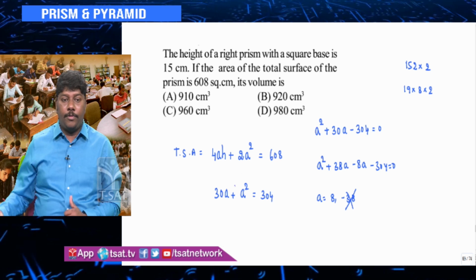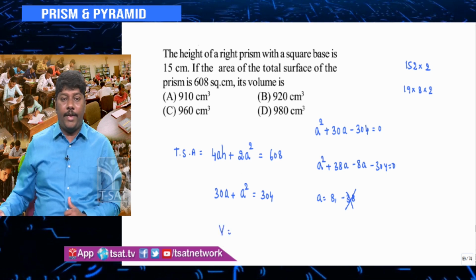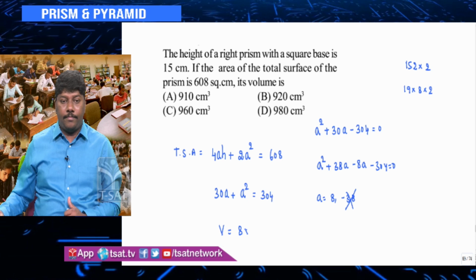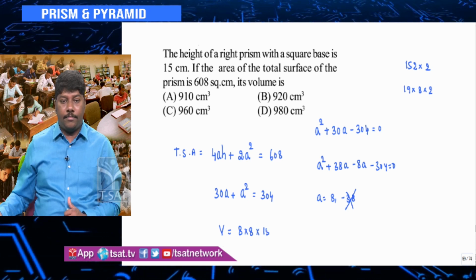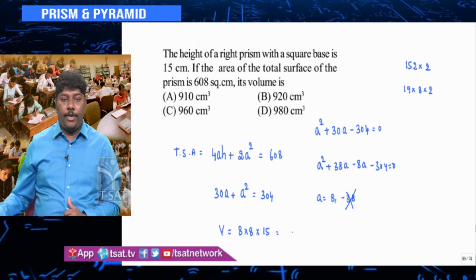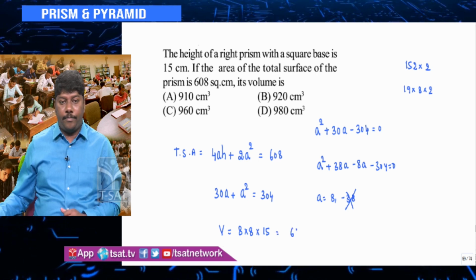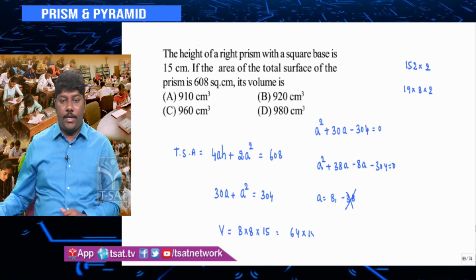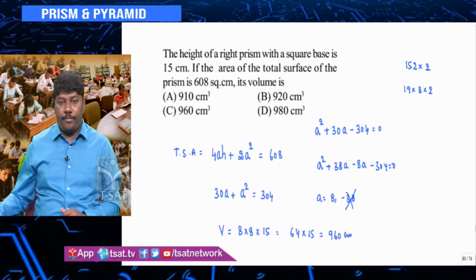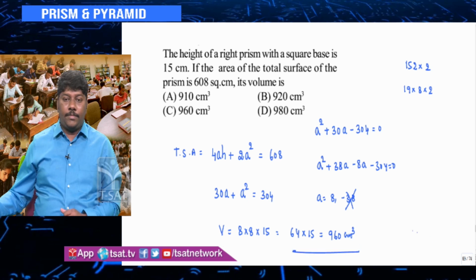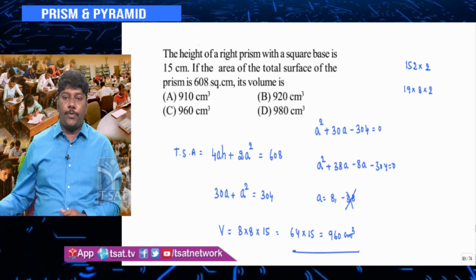Now you want volume. Volume is base area, that is 8 square, into height. Height is 15. 64 into 15, 960. Now look at the next one.